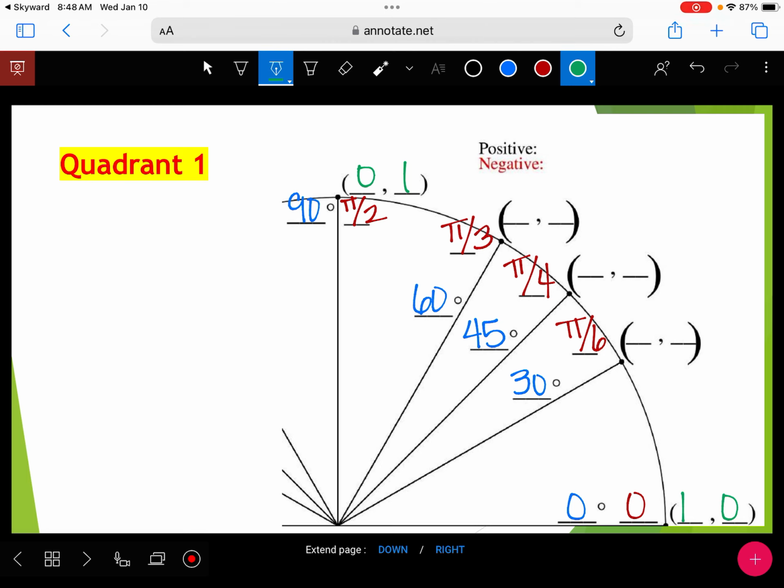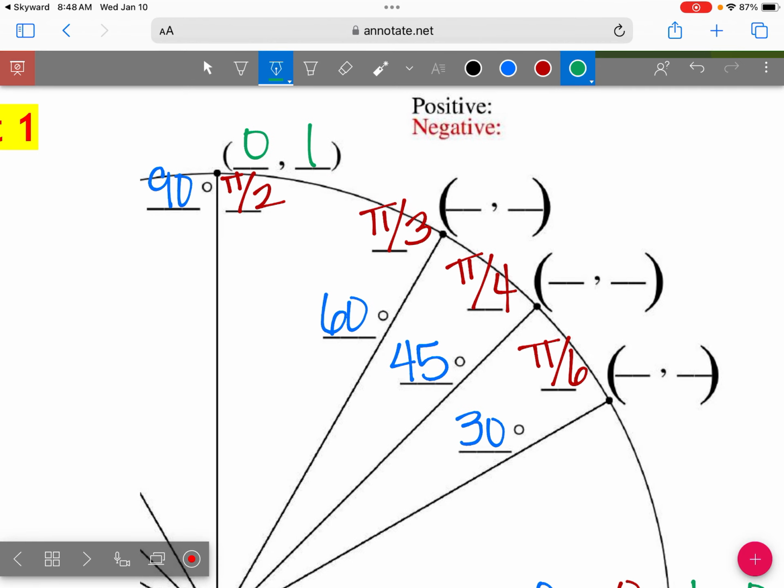For a 45-degree angle, that's an isosceles triangle. Does anybody remember what isosceles means? That both sides are what? Equal. Good. So for a 45-degree angle, sine and cosine are the same. They're both going to be root 2 over 2. I use this as a fraction bar. Some teachers write it differently, but I like to use that as a fraction bar.